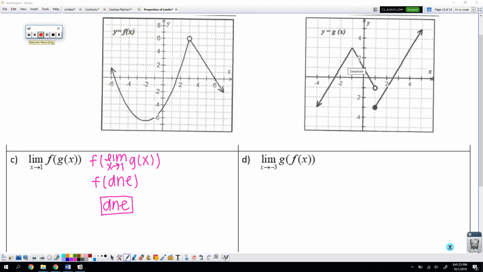Alright, and final problem, we're going to do g of the limit as x approaches negative 3 of f of x. Alright, so as we approach negative 3 for f of x, that's negative 6. So g of negative 6, which we already did, is negative 7. Alright, hope this is helpful.